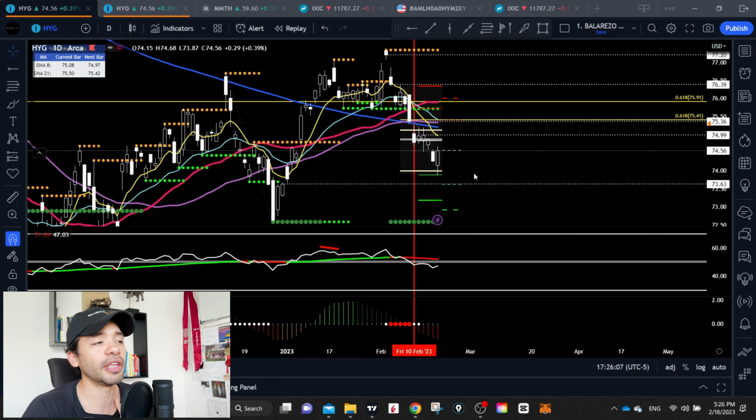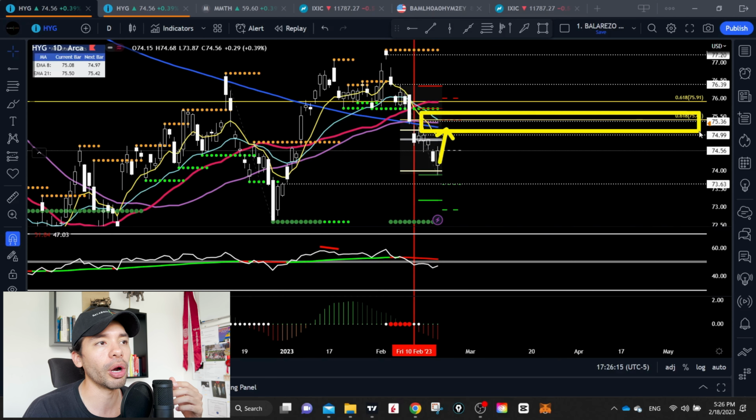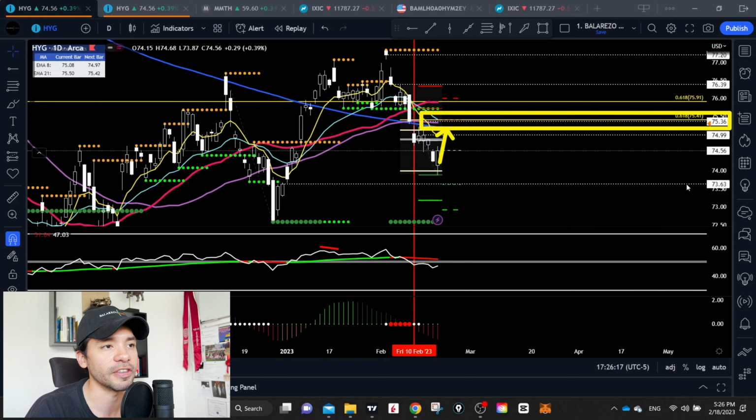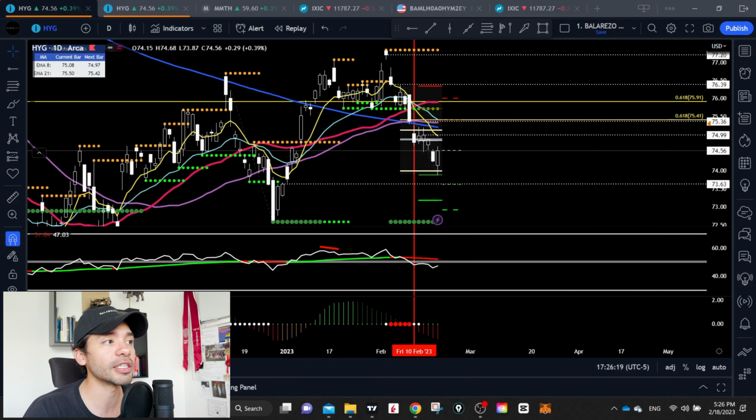So my expectation is that we are actually going to see a little bit of a bounce in the HYG, and the level that I'm going to be watching is this 21 exponential, so basically somewhere around 75.36. That's going to be the level of resistance that I'm going to be watching for the HYG. And the expectation that I have is that we are actually going to rally there.